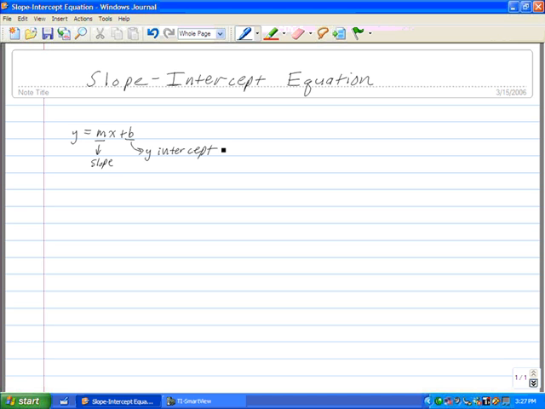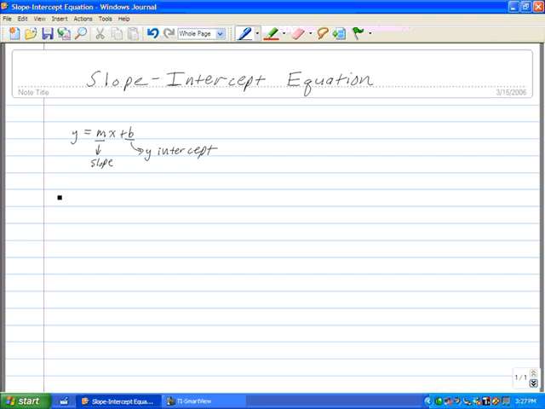of the line. Whenever a linear equation has been solved for y, in other words, when the y is isolated, then what results is this form of a linear equation. When the equation is written in this form, as you can see here, it is easy to identify the slope and the y-intercept for that particular equation.